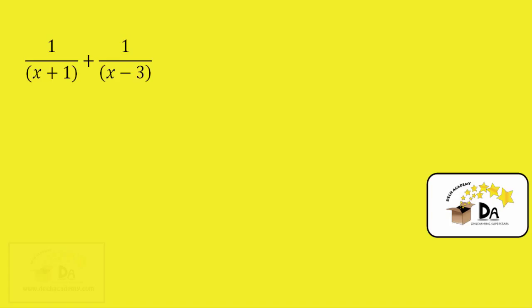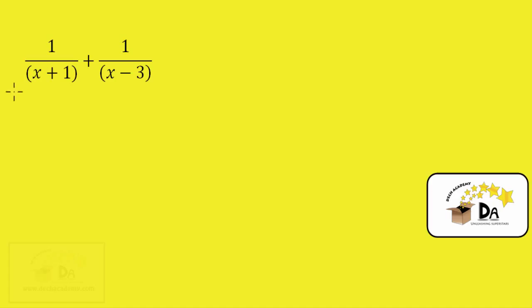Here's a final example, and it's more like what you'll find in an exam. It's more of an exam standard question. So we have the addition of two fractions. Here's the first fraction, 1 over x plus 1. The second fraction is 1 divided by x minus 3. The denominator of the first fraction is this x plus 1 term. The denominator of the second fraction is this x minus 3 term. They are different from each other. So we have a problem which is the addition of two fractions which have different denominators.